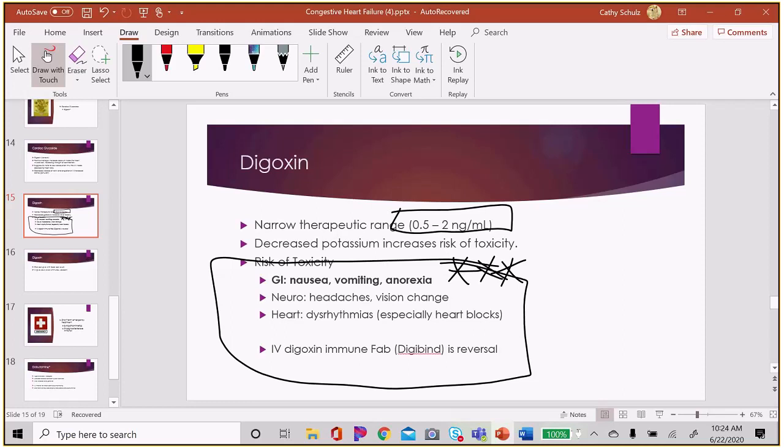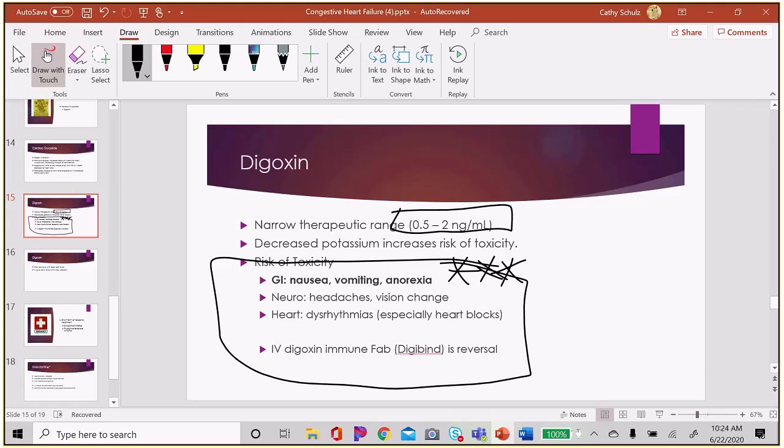are rather vague and are similar to side effects in other medications. So usually if the medication causes nausea, vomiting, and anorexia, meaning decreased appetite, we're like, oh yeah, most medications cause that. It's not a big deal. For digoxin, it is a big deal. It is the earliest sign of toxicity.